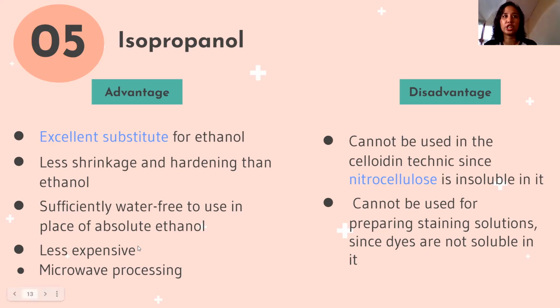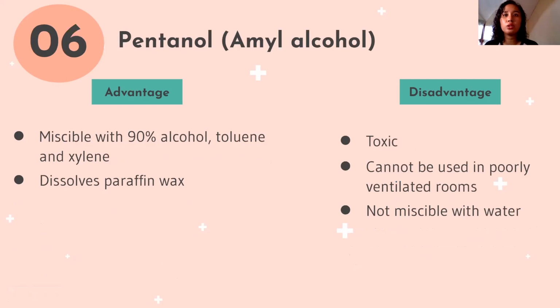Less shrinkage and hardening. We have pentanol. Ito toxic to the eyes, to the skin. So, kailangan may fume hood rin to. It's miscible with 90% alcohol, toluene, and xylene with your clearing agents. It dissolves paraffin wax. However, it's not as good as a universal solvent as others. And last, this is toxic. So, kailangan may fume hood rin.